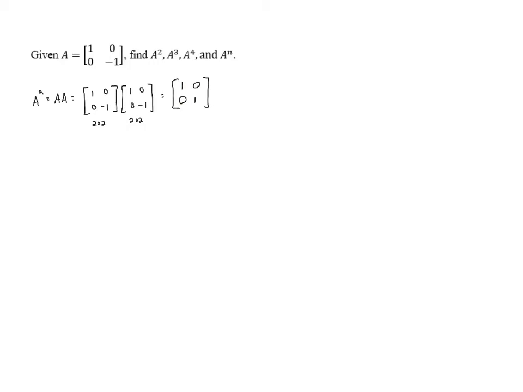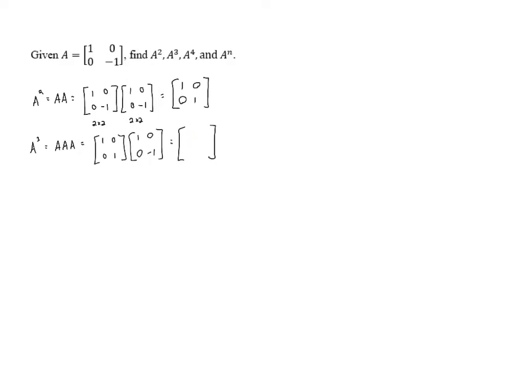Let's take a look now at A cubed. A cubed is A times A times A. Well, we know that A times A is this matrix. So we just need to take this matrix and multiply it by A, which has elements 1, 0, 0, and -1. Again, we've got a 2 by 2 matrix times a 2 by 2 matrix, which gives us another 2 by 2 matrix, and we'll use inner products to figure out the entries.